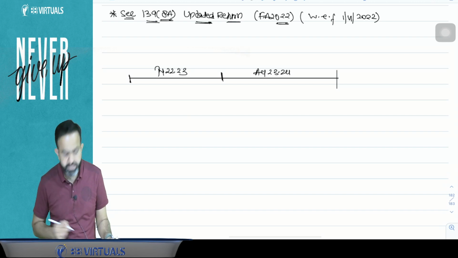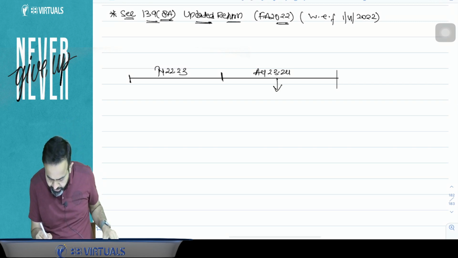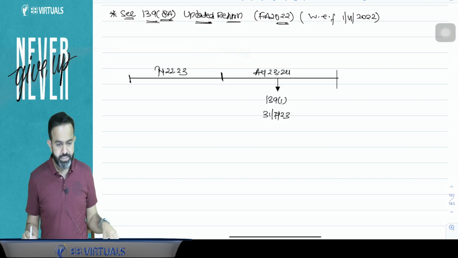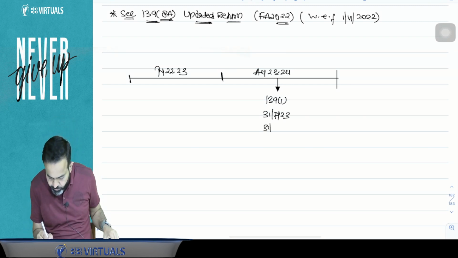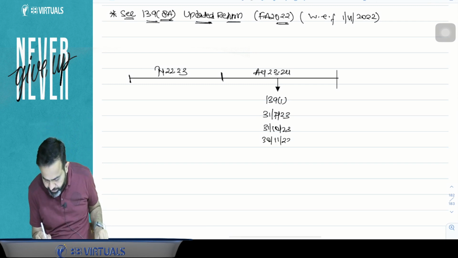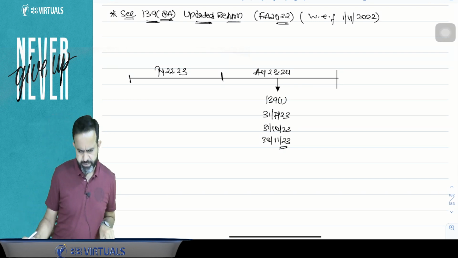So guys, can I say that your normal time limit to file the return under section 139(1) is either 31st July 2023 or 31st October 2023, or for transfer pricing cases, it is 30th November 2023. That is the normal due date to file the return.